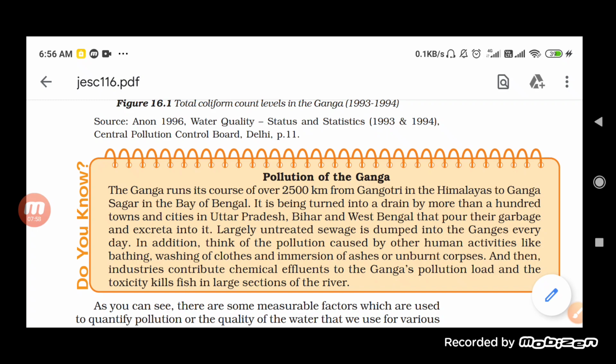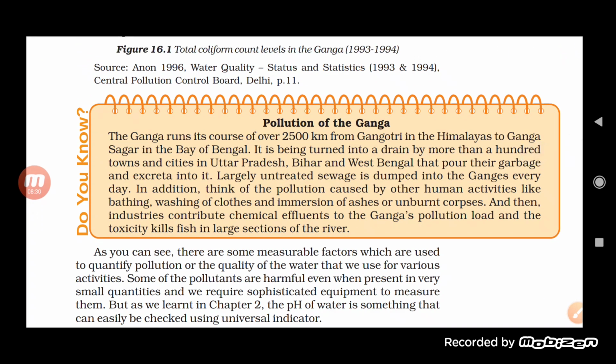And not only this, a lot of industries have been set up near the Ganga river, and they also contribute to water pollution. They discharge toxic chemicals into the water, and because of the toxicity, fish and other aquatic organisms are killed in the river. So the need for the Ganga Action Plan is this only, because the Ganga is being exploited, or you can say polluted, by the people.